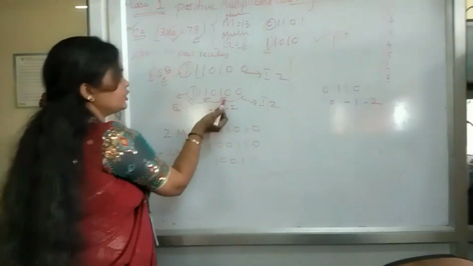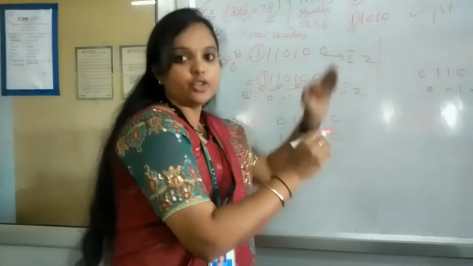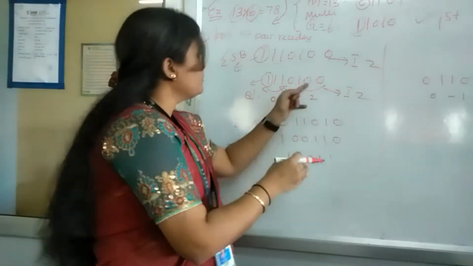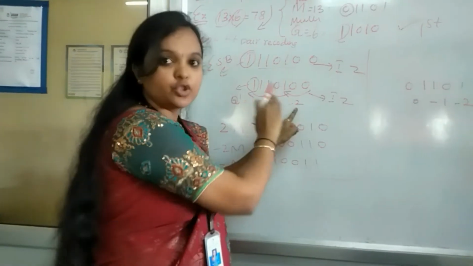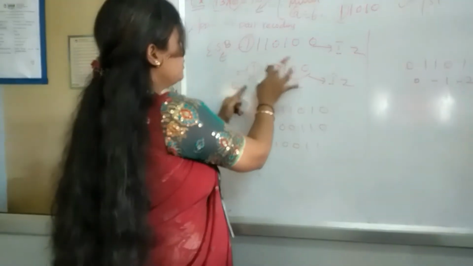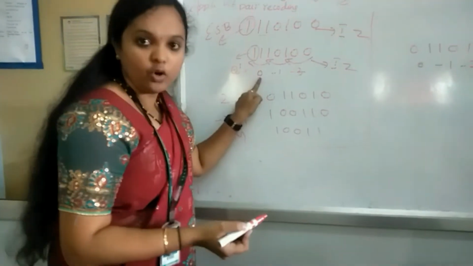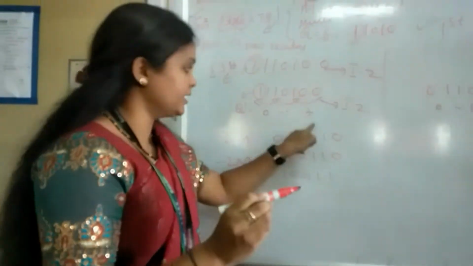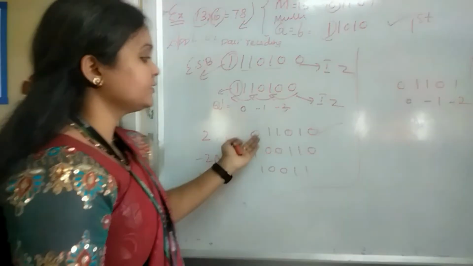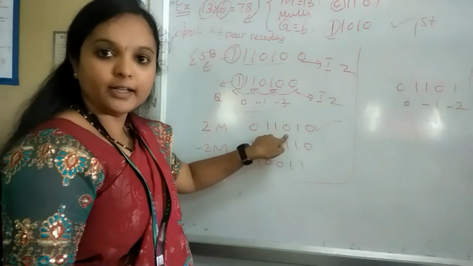So 1 0 0, 1 0 1 and 1 1 1. For this, according to my recoding table, recoding Q dash, 100 is minus 2, 101 is minus 1, and 111 is 0. Now we have 0, minus 1 and minus 2. So for 2m, I am taking the multiple of my 13. For minus 2m, I am taking the complement of the 2m.